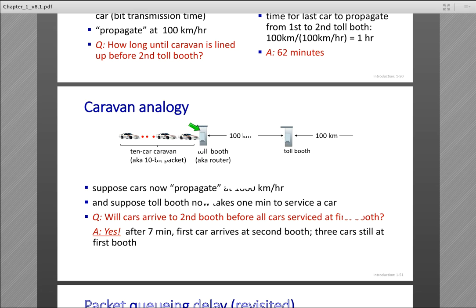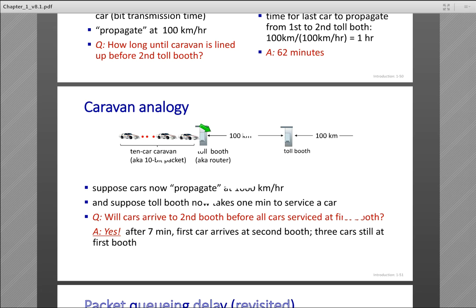So we can say, okay, when the first car arrives to the second gateway, the 7th car in the car 1, the 7th car will enter into the gateway and into the highway.